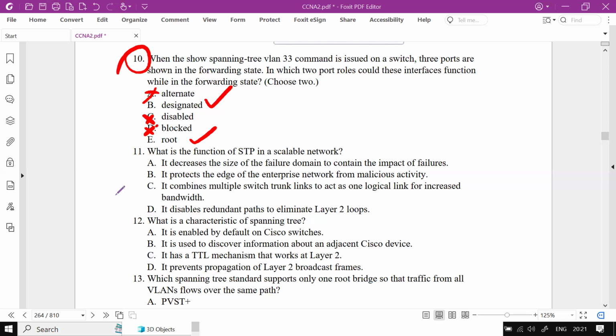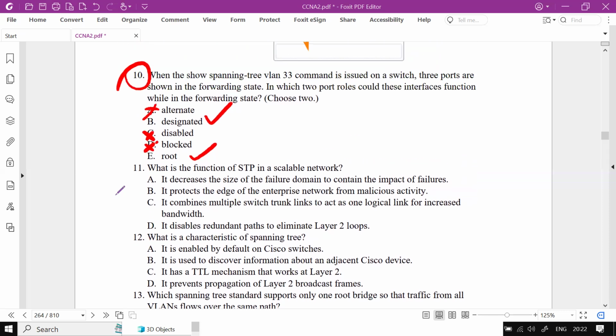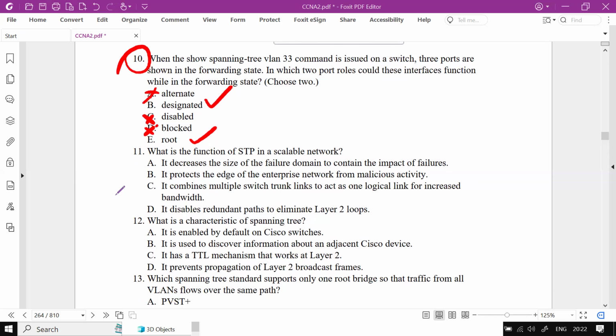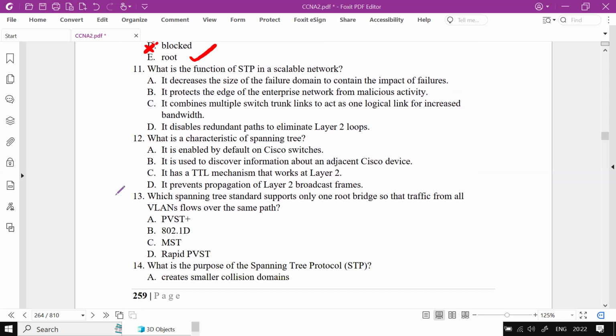Question here, the way it was worded, I think they were trying to ask about port roles that can forward, that can be in a forwarding state. I think that was what they wanted to ask, but it was worded poorly, but we continue. I think that's very important as well. You need to be very good at understanding what the questions are asking.